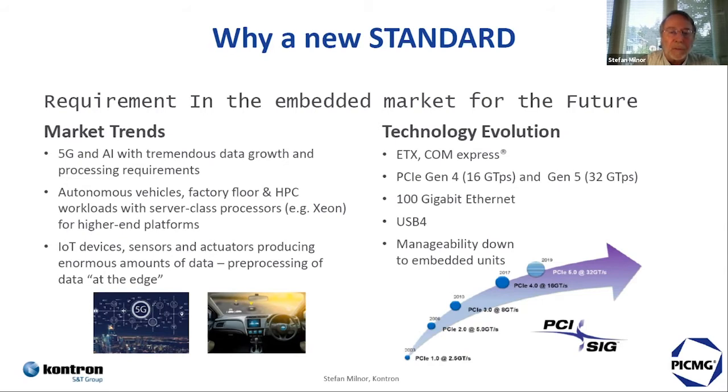Also, there are other interfaces that weren't around at the time COM-Express was defined. So there's 100 gigabit Ethernet, USB 4. And then finally, COM-Express doesn't really offer much in the way of manageability, and that's given a lot of attention in COM-HPC. And there's actually a separate document that will be listed at the end about remote management with COM-HPC.